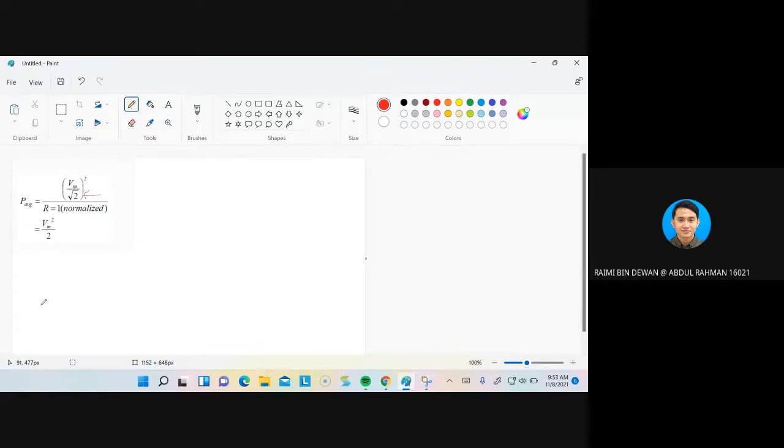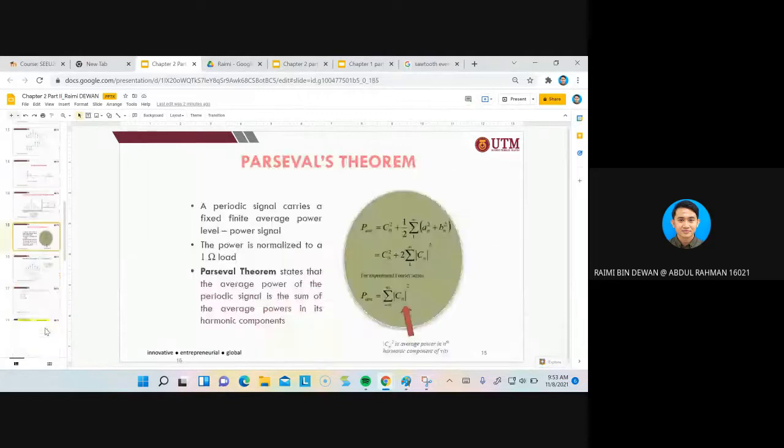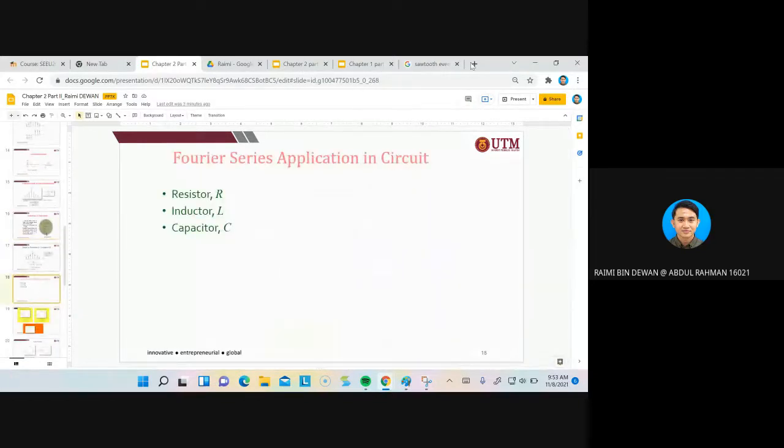The normal equation, not the average: this one is the average equation. The normal equation P equals V squared over R, right? V squared over R. For now, this is because this is a sinusoidal graph, maybe like this. Then we have Vm over square root of 2. But how do we actually get this square root of 2? You guys need to know how we obtain that. Do I have time to cover this? Because this one is covered in your circuit theory, it should be covered by circuit theory.